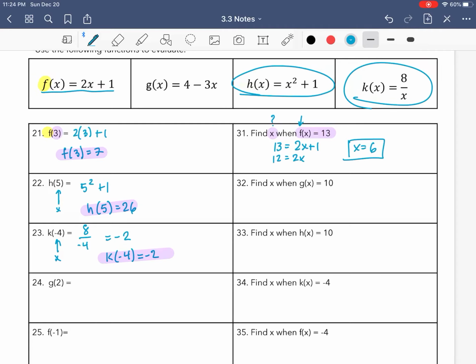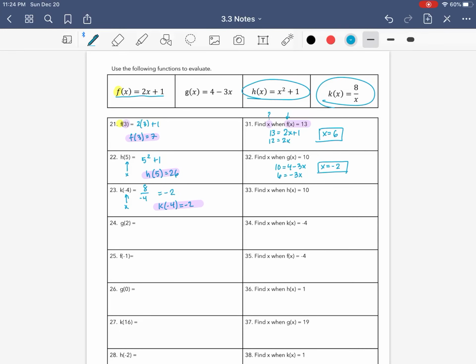Perfect. Find x when g of x equals 10. So g of x is 4 minus 3x. I need to figure out how to get that 4 minus 3x equal to 10. Well, I'm going to subtract 4. I get 6 equals -3x. Divide by -3, so I think I get x equals -2.